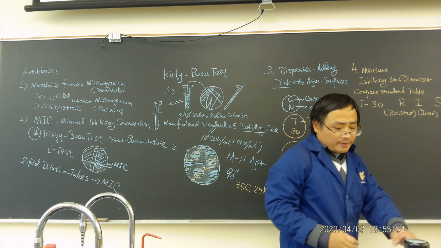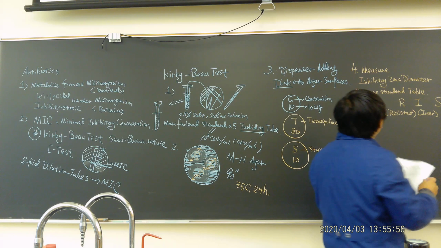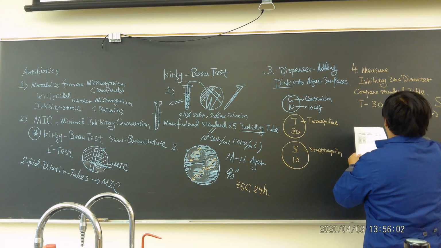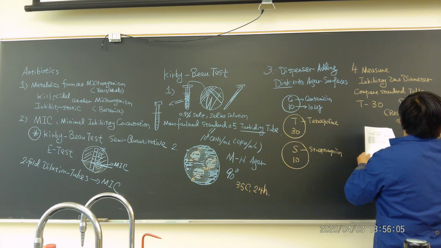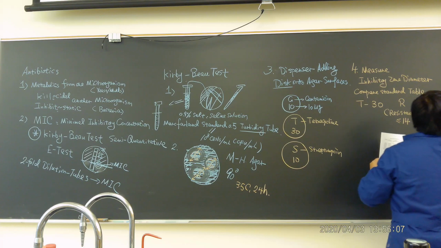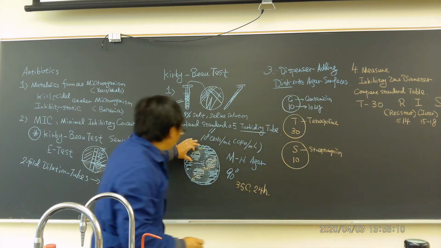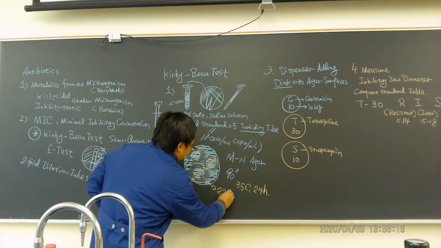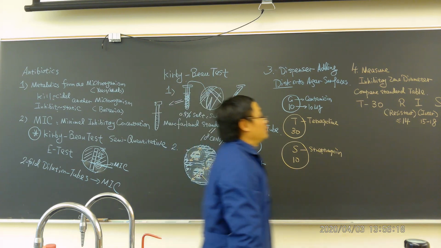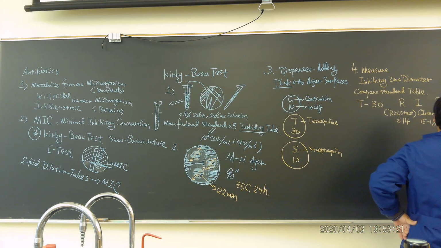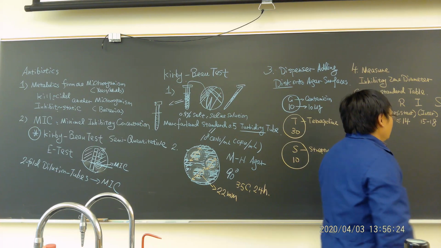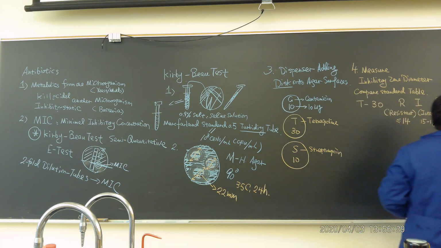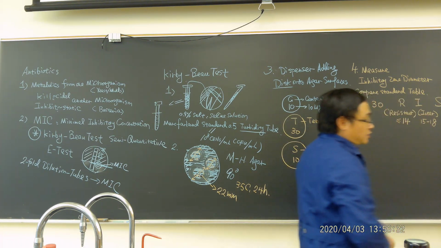Okay? Now you compare with the table. The table tells you the number right here. I remember most of the stuff, but I don't remember this number. Okay, this is 14. This is 15 to 18. And this is 19. So we have to measure the diameter. Let's say the diameter here is 22 millimeters. That's your sample. What does that mean? This number is larger than 19. So we say this bacteria is susceptible to tetracycline.